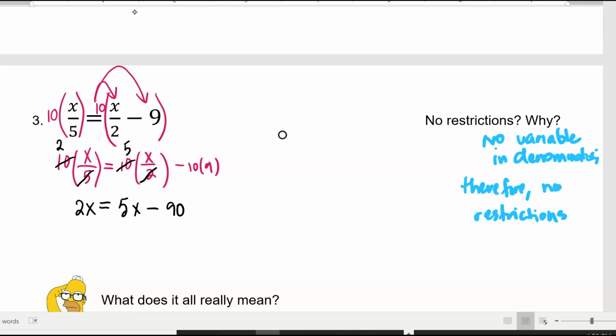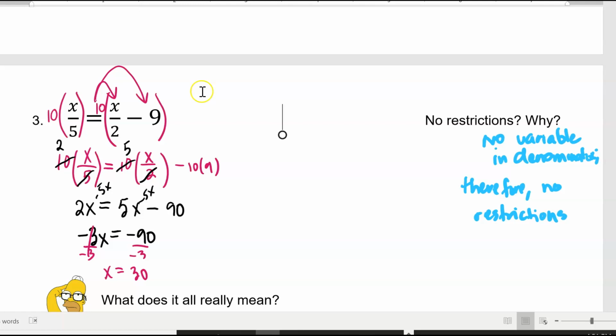Now we are simply getting our variables on one side, and then we're solving for x. Now you could do a few things here. You could simply subtract 5x from both sides, and you'll get negative 3x equals negative 90. You could have added 90 and subtracted 2x. So whatever your preference was for that. Now we're going to divide by negative 3. And x would equal 30.